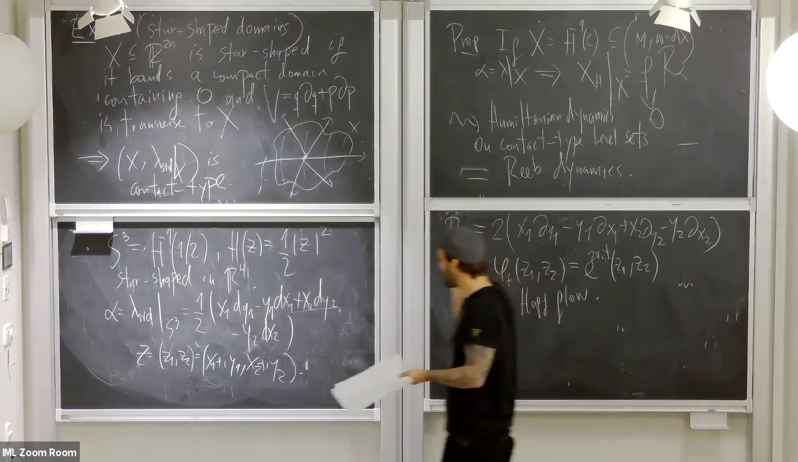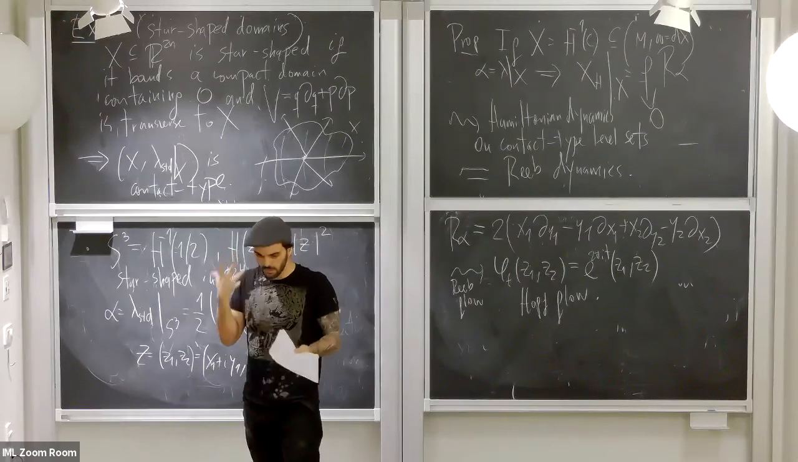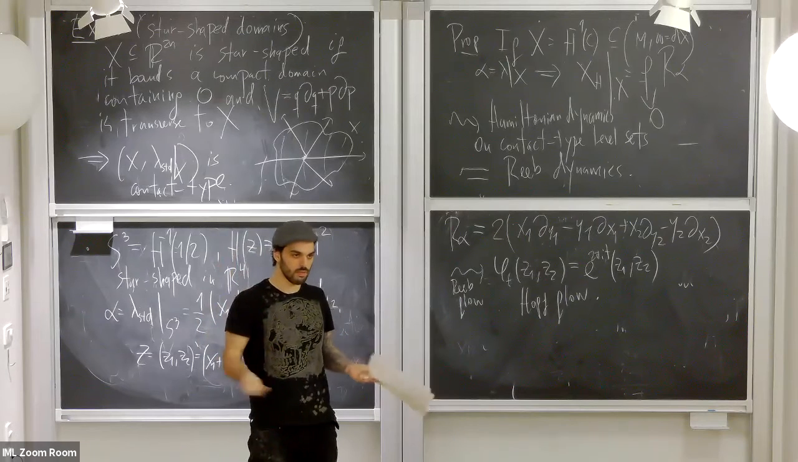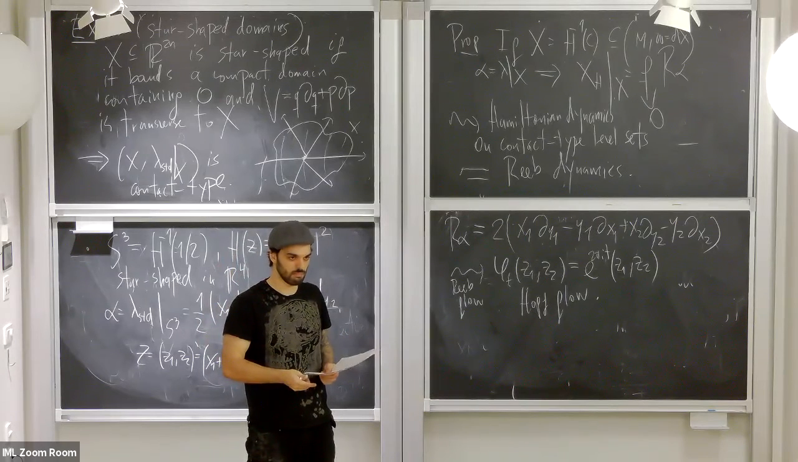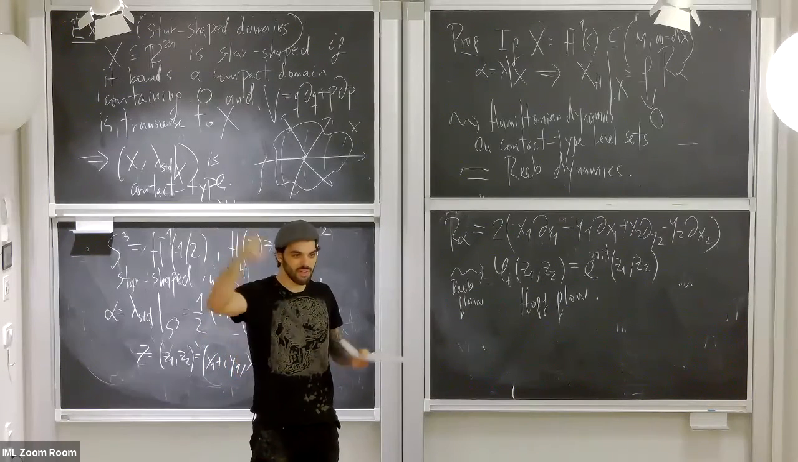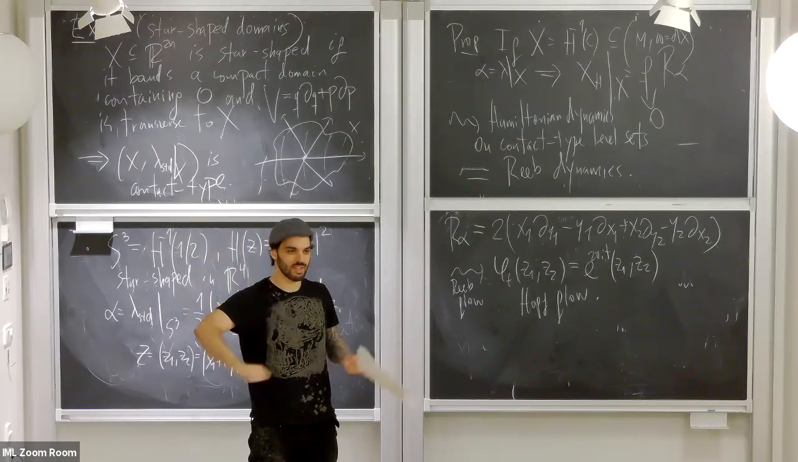Okay, so in S3, the Reeb flow of the standard contact form is the fibers of the Hopf fibration, where everything is periodic. And you should think Kepler problem.